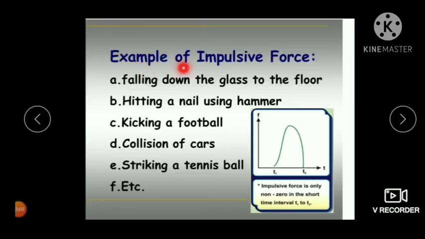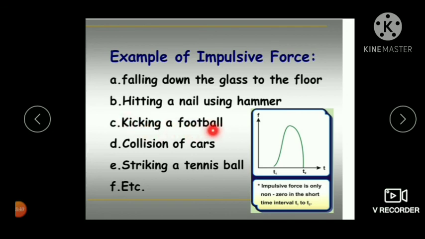Let us see some examples of impulsive force. Dropping a glass to the floor, hitting a nail using a hammer, kicking a football, collision of cars, striking a tennis ball, etc. All these are examples of impulsive force. In all these examples, we are applying a large force within a short period of time. That is called impulsive force.